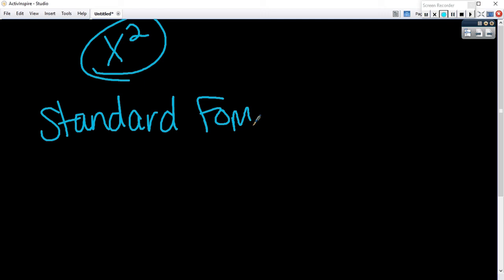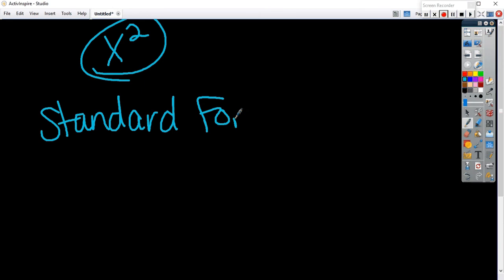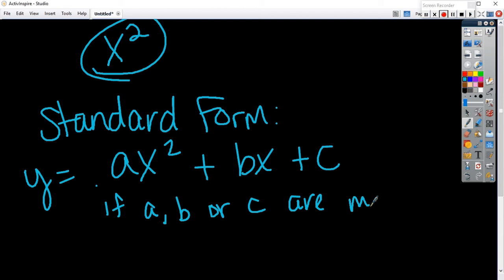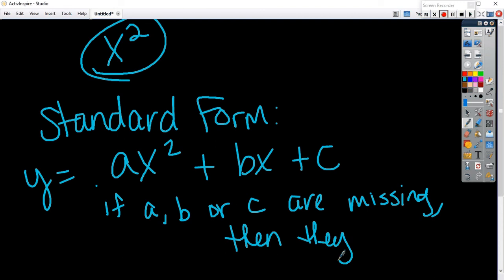And this is what standard form is. It's ax squared plus bx plus c. Okay? The a, the b, and the c are coefficients. They're the numbers in front of the variable. So if they're missing, then they're 0. And I'm going to show you a couple examples. So let me show you a couple in standard form, and you tell me what A and B and C are.